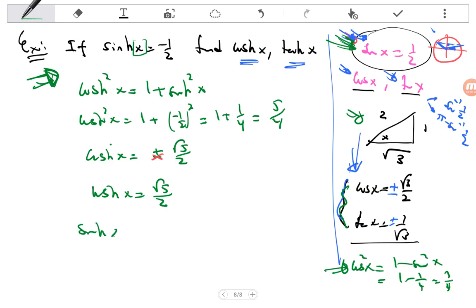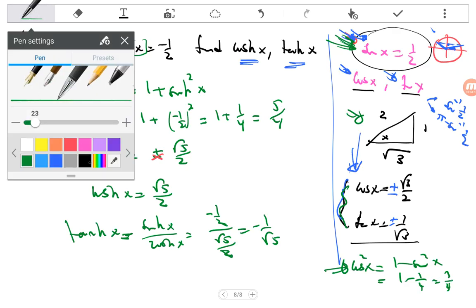And so I need to find the tangent. What is tangent x? Tangent x is just the sine x over cosine x. So I may divide these two values. So it will be negative half over root 5 over 2. So that will just be exactly minus 1 over root 5.